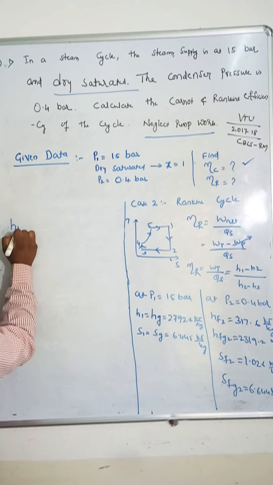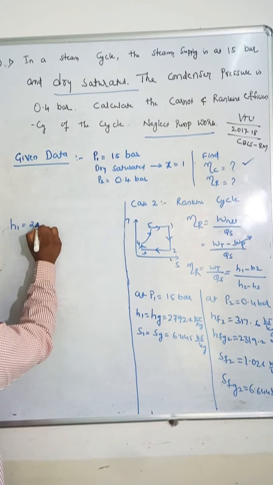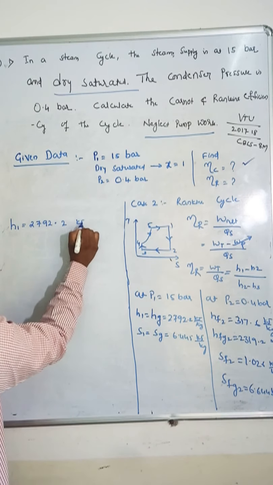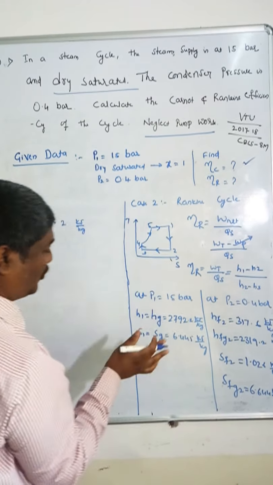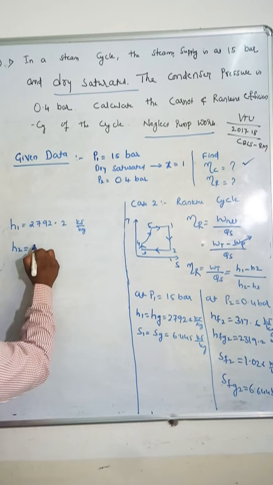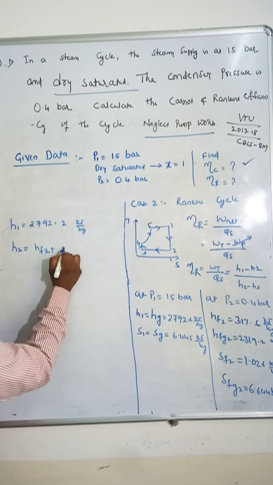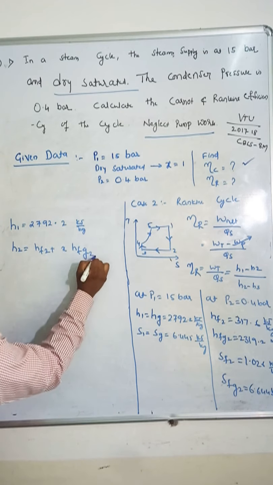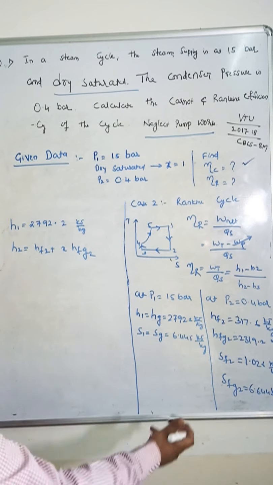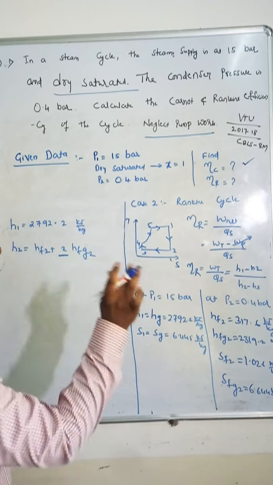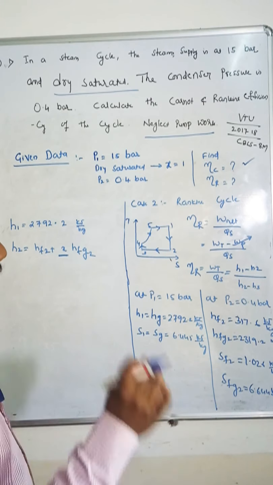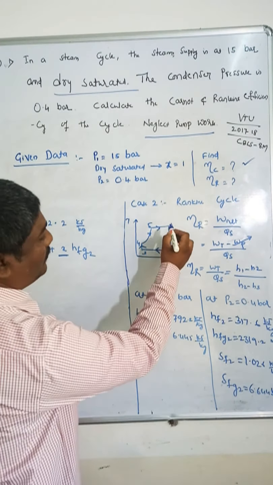Because I want to calculate for this formula, I need H1. H1 I have already got, 2792.2 kilojoules per kg. H1 minus H2, but I don't have H2. So H2 is equal to what? HF2 plus X into HFG2. Friends, but we don't have this one. X value is not given. This is the crux of the problem here. If you find out X, the whole problem is solved.